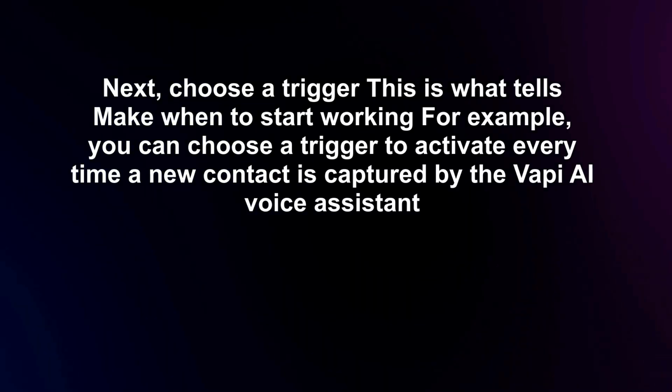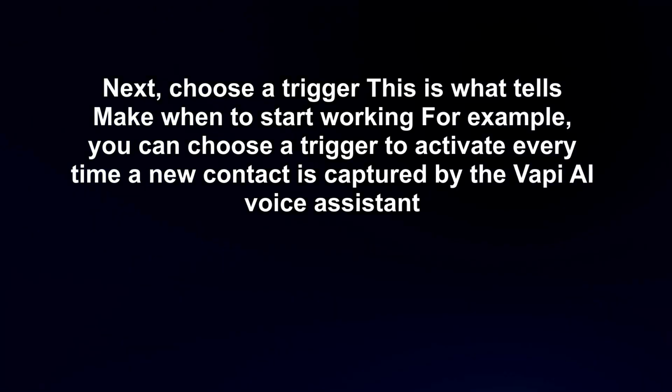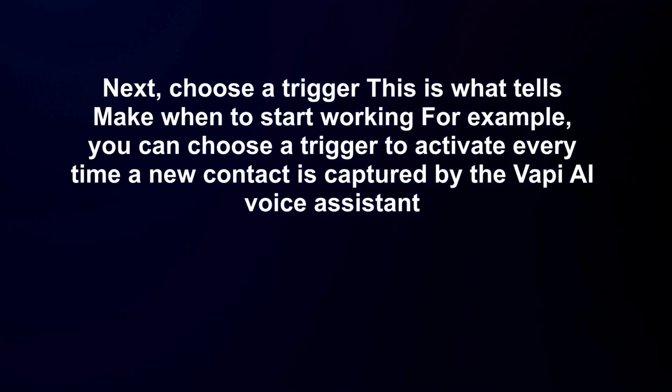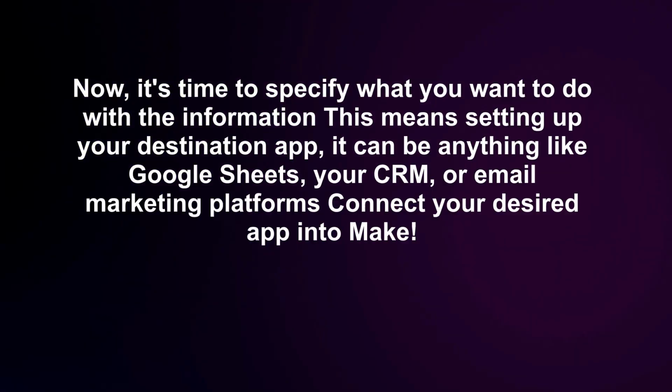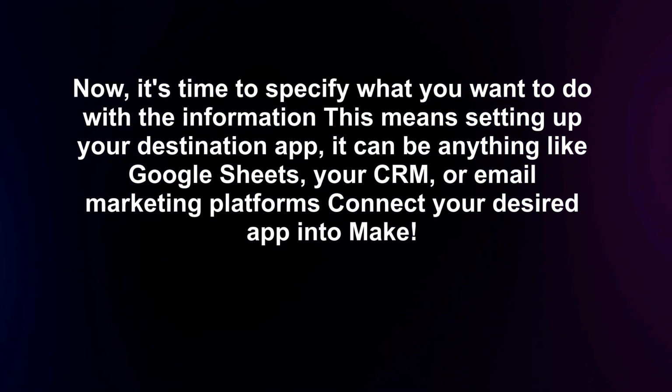Next, choose a trigger. This is what tells Make when to start working. For example, you can choose a trigger to activate every time a new contact is captured by the Vapi AI Voice Assistant.